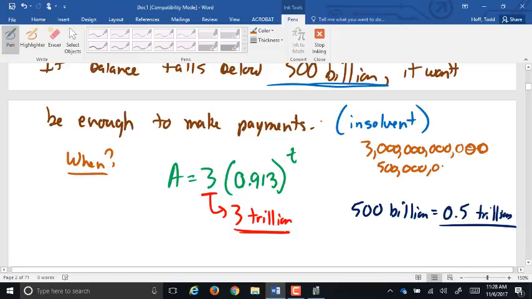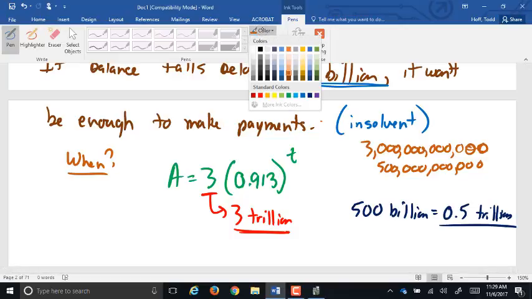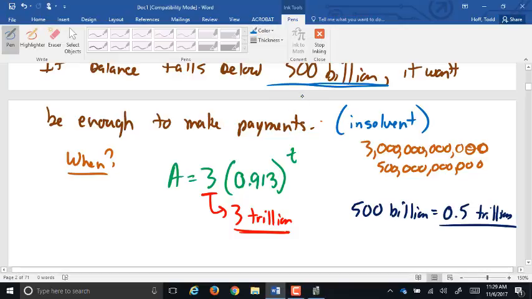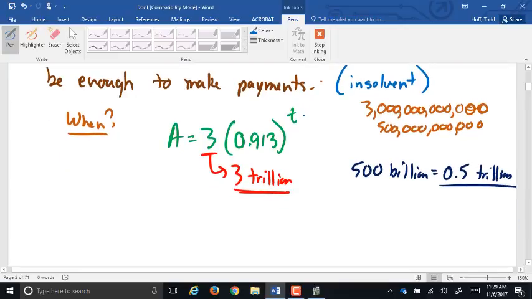Like the 500 billion. Did I put too many zeros on that? No, I didn't. That's 500 billion right there. So you could look at it like that. Well, where's the 0.5 going to go in this formula? That's going to be our amount.